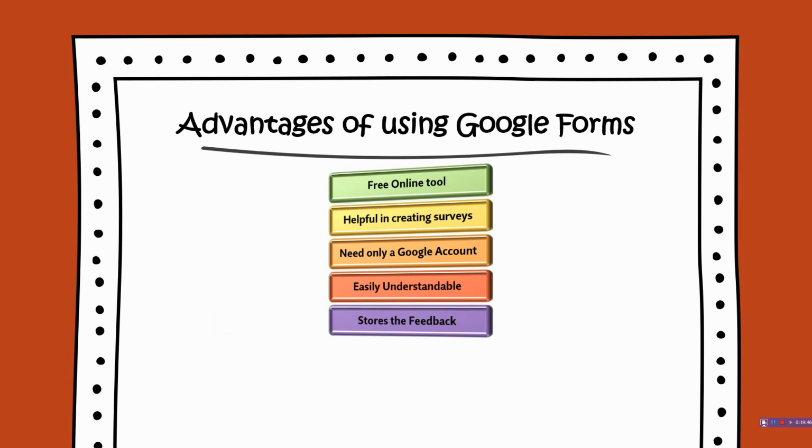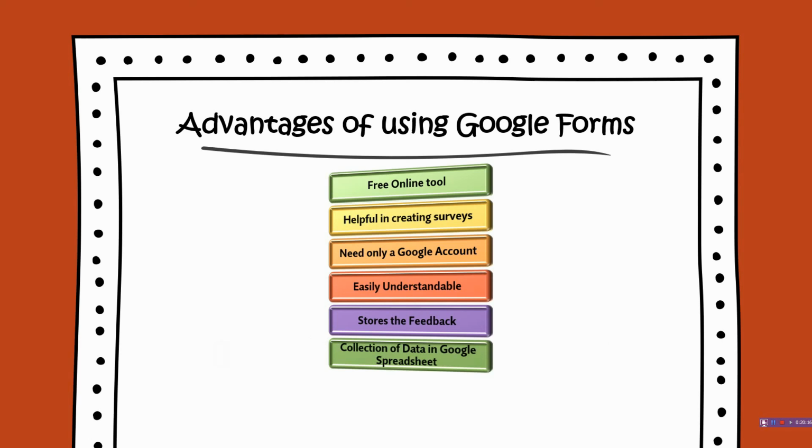Next one is stores the feedback. Google Forms stores the feedback received so we can analyze it in detail. Whatever the response is given by the students, collaborators, businesses or customers, all the feedback is stored and we can analyze it and come to know about the evaluation or the preferences of the customers about the product and services.